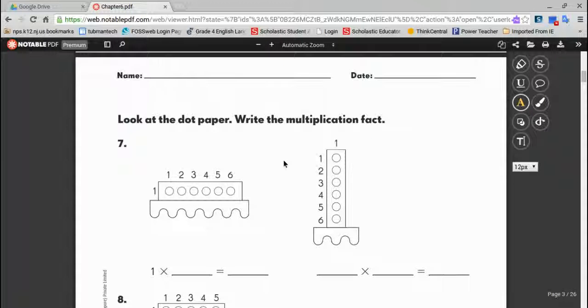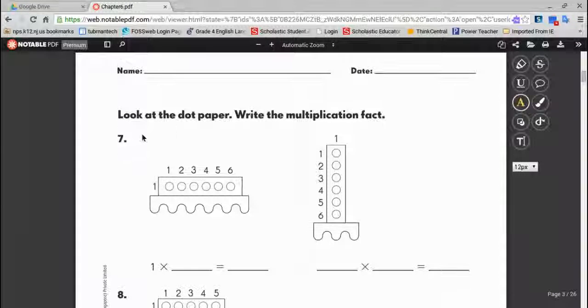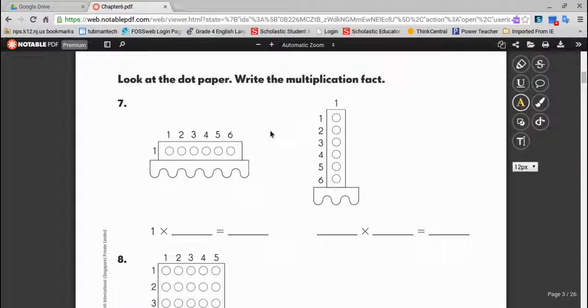Hi everybody, it's Mr. Lou and this is page 95. Look at the dot paper, write the multiplication fact. Okay, so this is very much like we did in our last page.